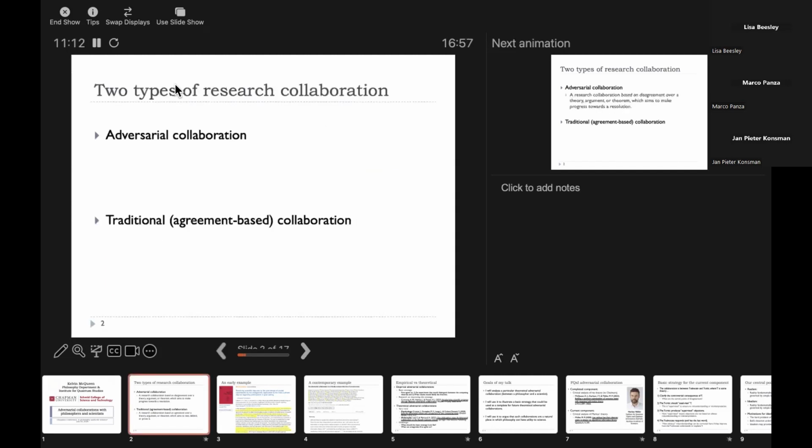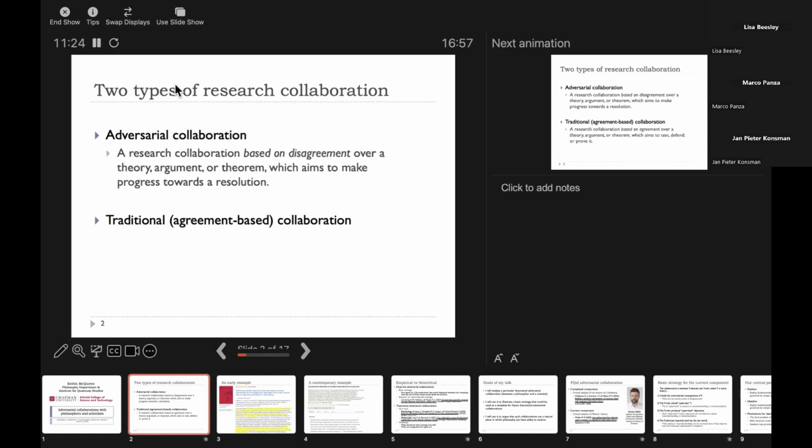So I will start out with a definition and also contrast it with what is a traditional type of collaboration, which I'll call agreement-based collaboration. So broadly defined, an adversarial collaboration is a research collaboration based on disagreement over a theory or an argument or a theorem, depending on what discipline you're working in, which aims to progress towards a resolution. Okay, so that's an adversarial collaboration.